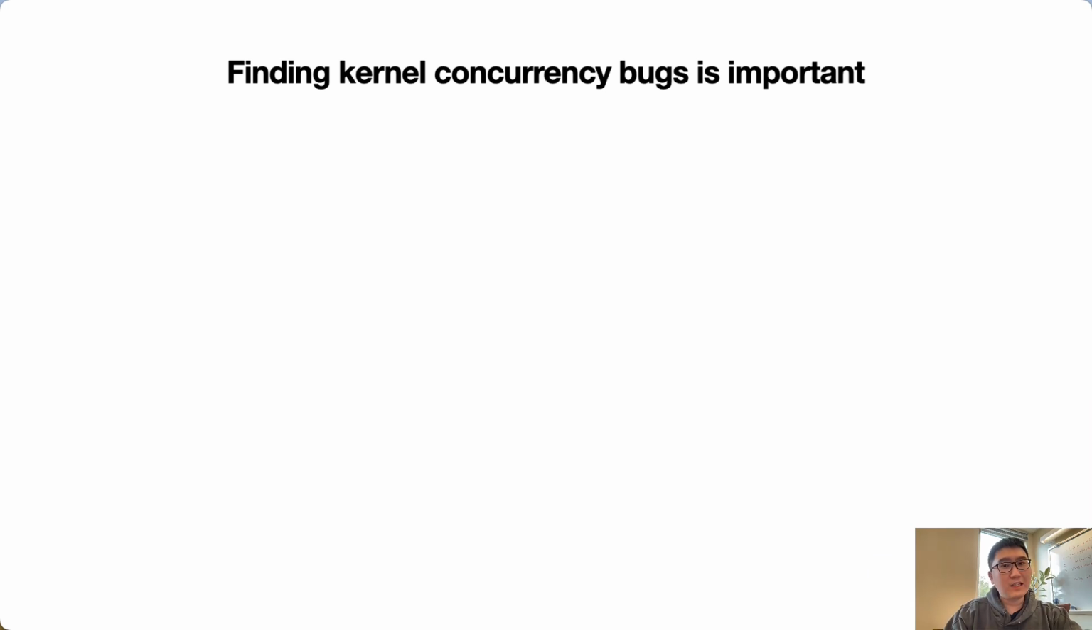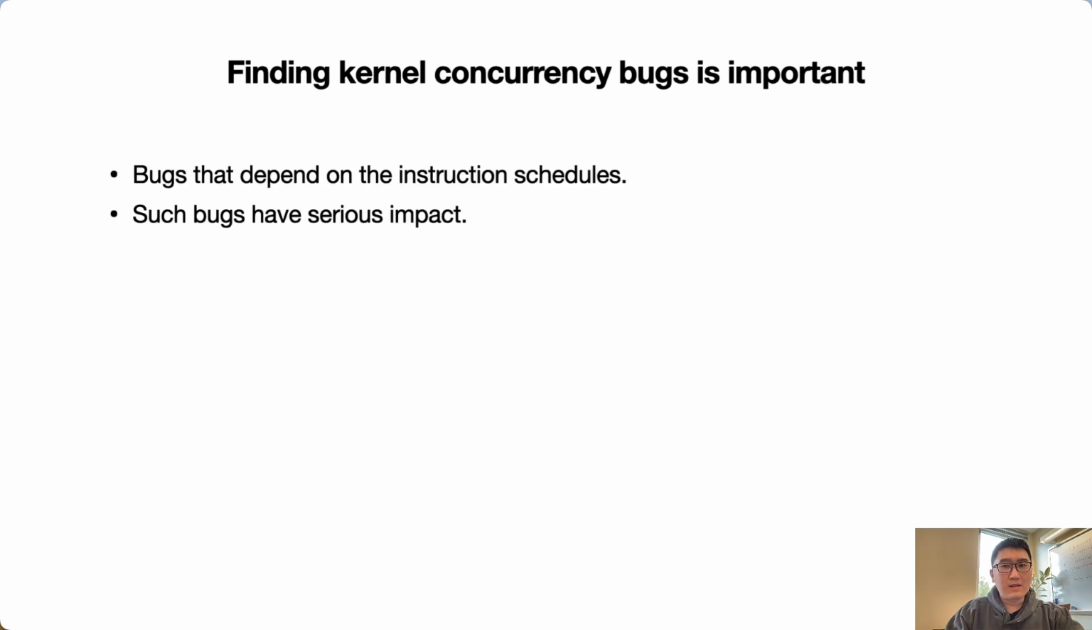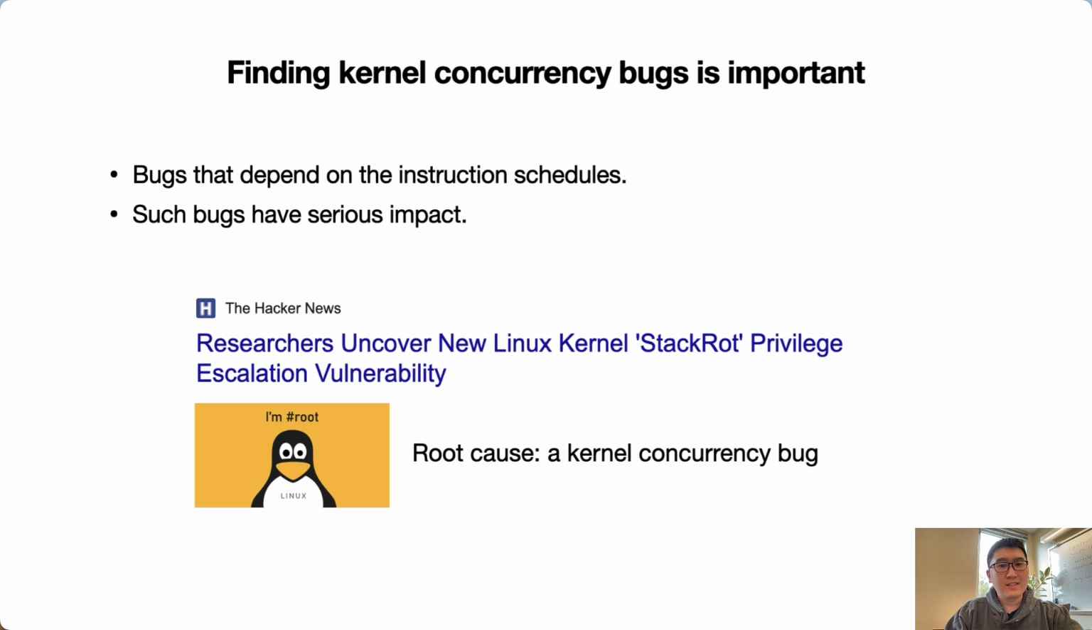Concurrency is heavily used in the kernel, so it is important to make sure the kernel behaves correctly under concurrency. Otherwise, we would have concurrency bugs, a type of bug that depends on the instruction schedules of threads. Concurrency bugs often have serious impact on the system.